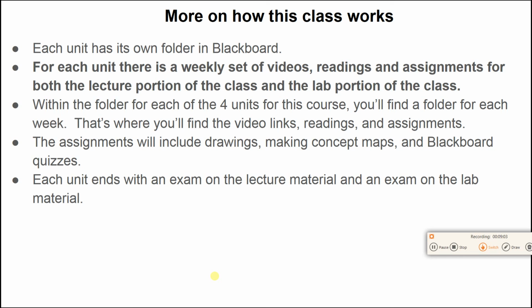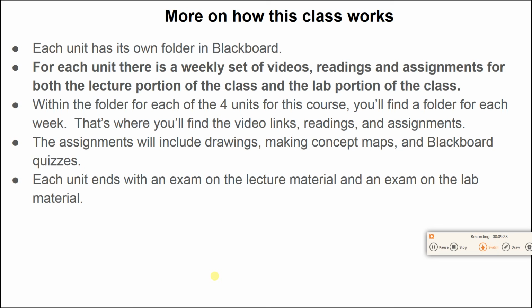Every unit has its own folder in Blackboard, and inside each unit folder, there's a folder for every week. And that's where you find the readings and assignments for that particular week. So you'll find video links, you'll find readings, you'll find assignments. Definitely play around in Blackboard and look at stuff, and then if you have any questions, reach out.